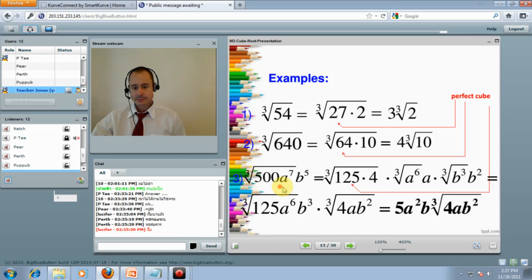We'll look at this again. 500 you can simplify to 125 times 4, because 125 you can extract later as 5. Then you have a^7. You simplify that to a^6 times a, because then you can extract a^6 to become a^2. And then you have b^5, which you simplify as b^3 times b^2, because then you can extract b^3 to become b. Then you have simplified this whole expression.